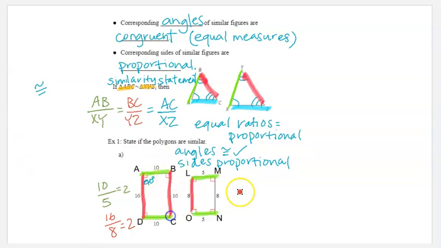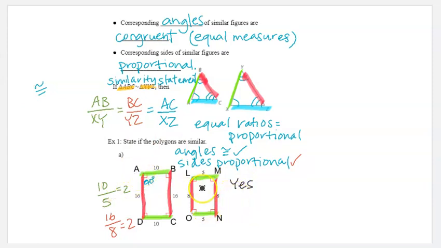And then similarly, BC and MN will have that same ratio of 2. So as I see that all of the ratios of the sides are equal to 2, that does tell me that the sides are proportional because the ratios are equal. So I can go ahead and do my check mark. Yes, I have proportional sides. So my final statement is going to be yes.